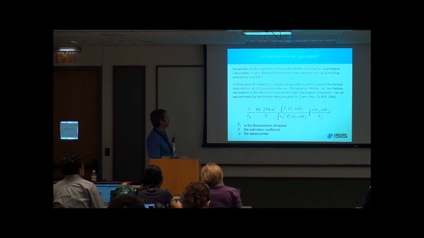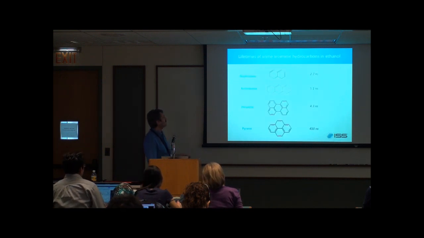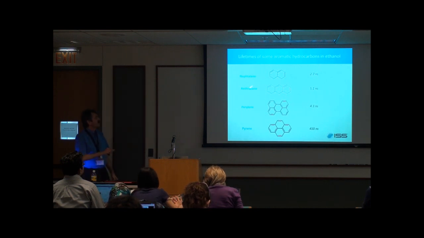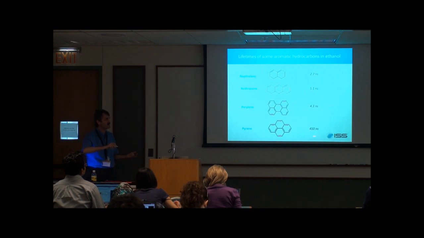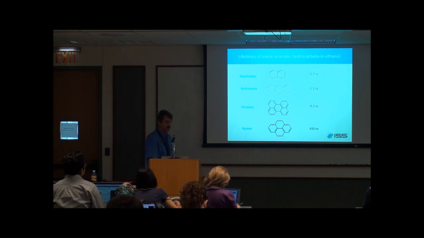In fact, if we look at, for instance, some aromatic molecules, going from 2 rings to 3 rings, we can see how the lifetime changes. Yet there is no clear pattern to predict how the lifetime will go. For instance, we are talking about a few nanoseconds here, and in the case of pyrene, we're talking about 400 nanoseconds.